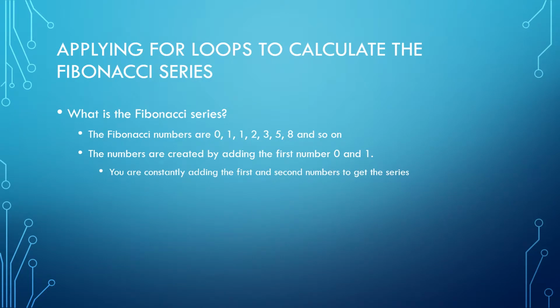What is a Fibonacci series? The Fibonacci numbers are 0, 1, 1, 2, 3, 5, 8, and so on. The numbers are created by adding the first number 0 and 1. You are constantly adding the first and second numbers to get to the series.